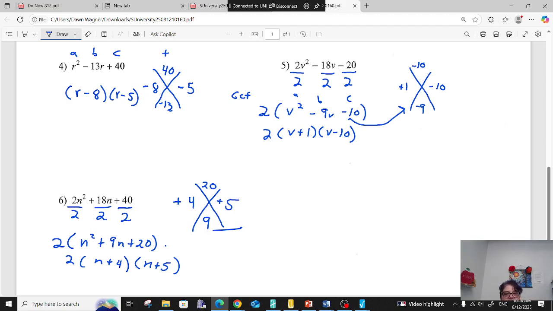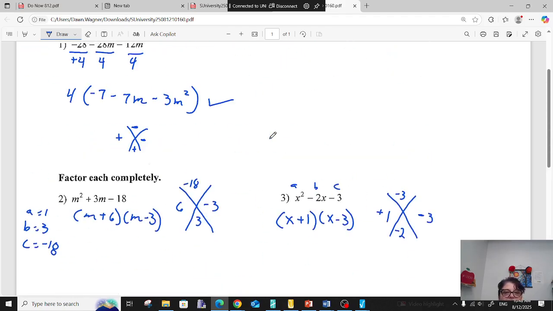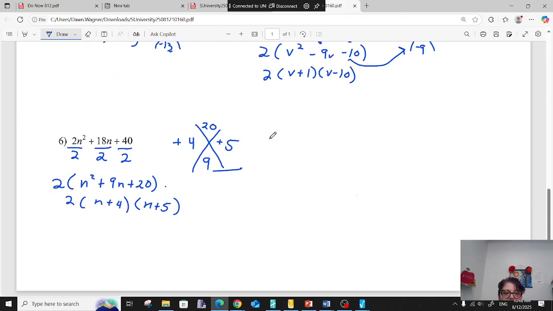So, are we good with number 6? Okay. Was that it? Okay, good. And then some people had some questions. I'll use this blank space here from yesterday's homework.